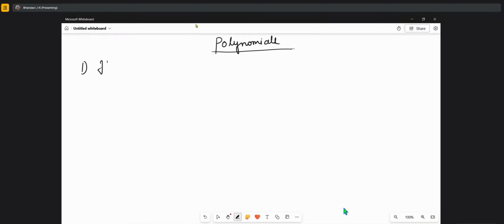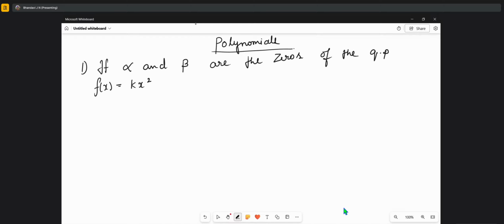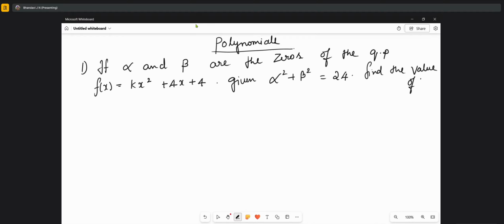Write down the question. If alpha and beta are the zeros of the quadratic polynomial f of x is equal to kx square plus 4x plus 4, given alpha square plus beta square is equal to 24. Find the value of k.